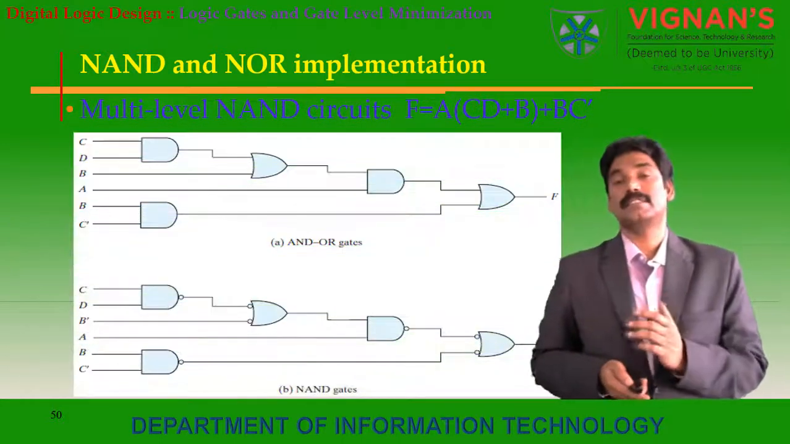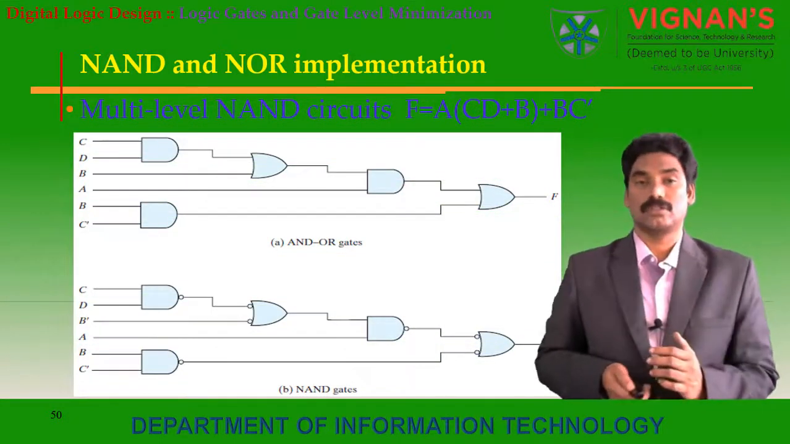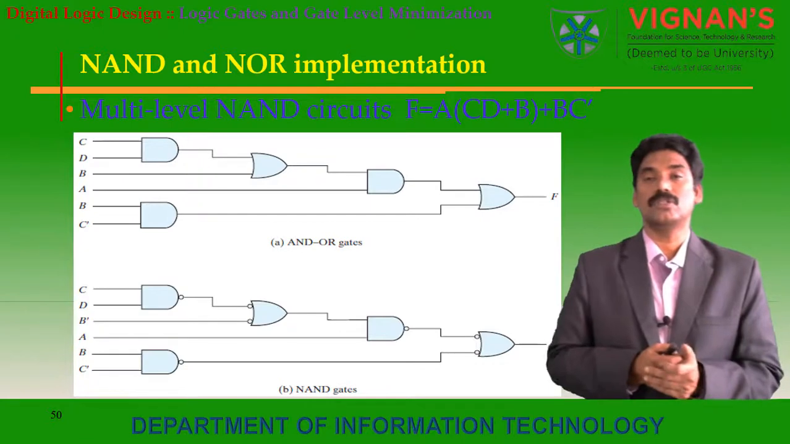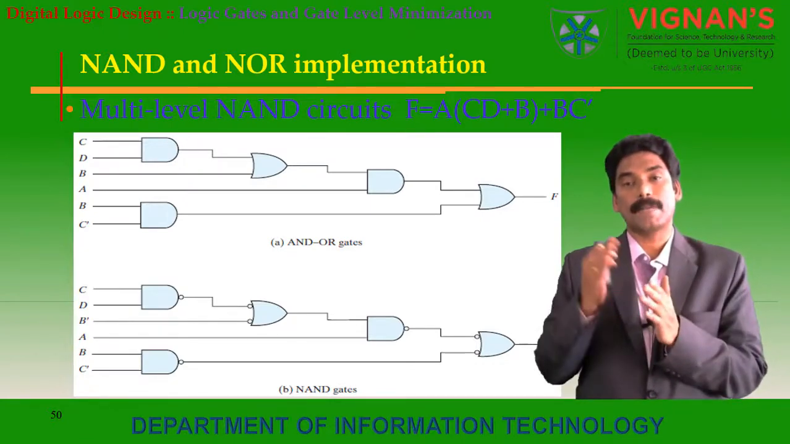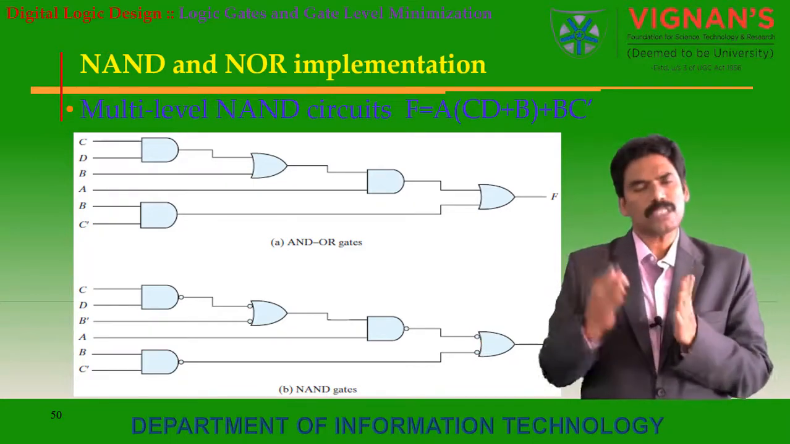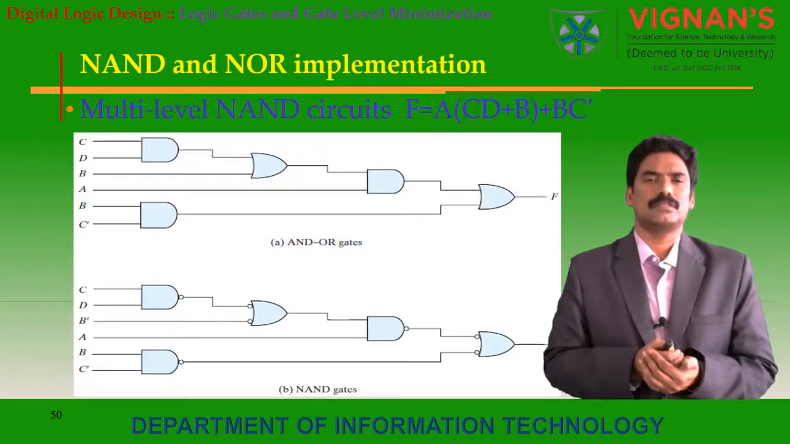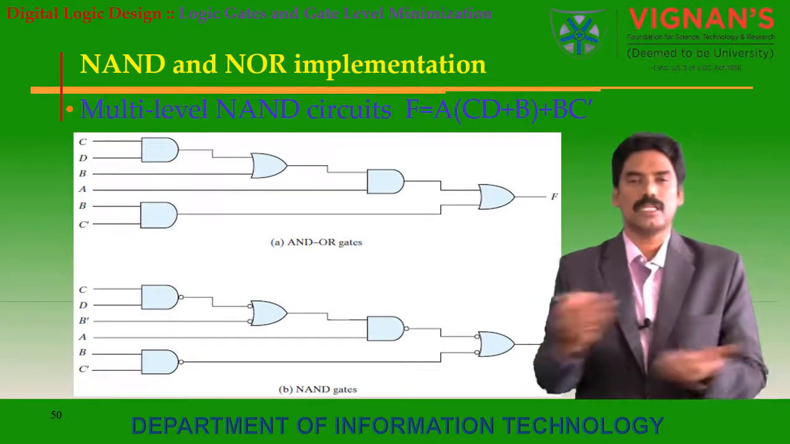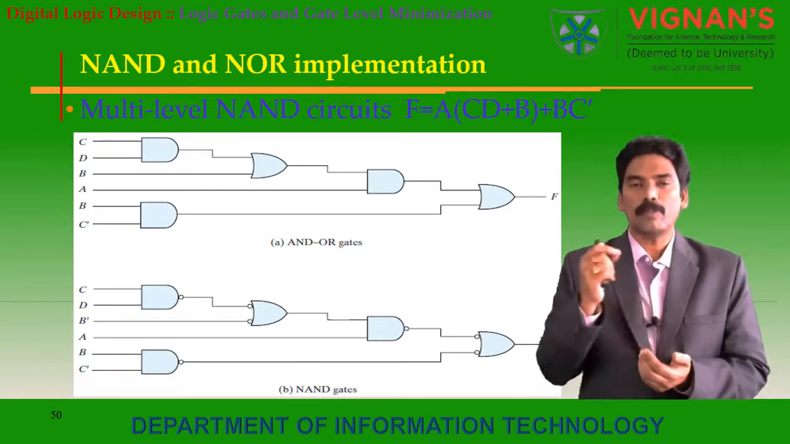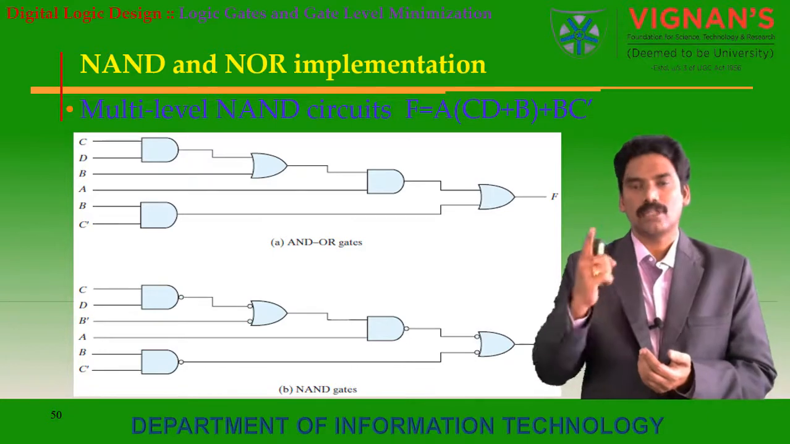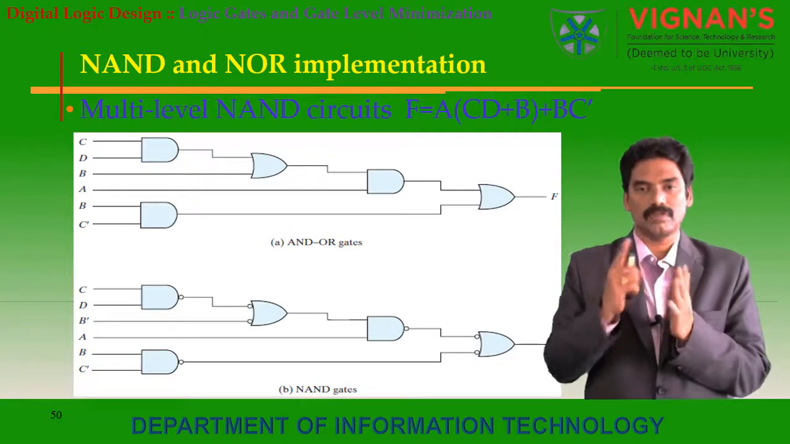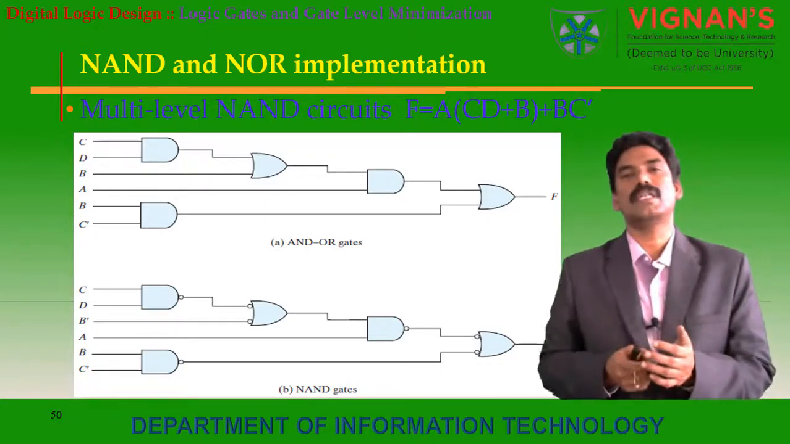And another thing is that this is multi-level NAND circuits. Suppose one expression is given, f is equal to a into cd plus b plus bc bar. Okay, by using AND and OR gates, we can implement this. By using NAND gates, we can implement this one like c bar d, that is like this. How many NAND gates are there? 2 NAND gates, total 3 NAND gates and 2 OR inverts. So this is the multi-level NAND circuit.